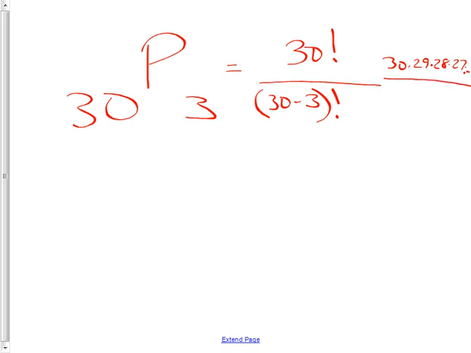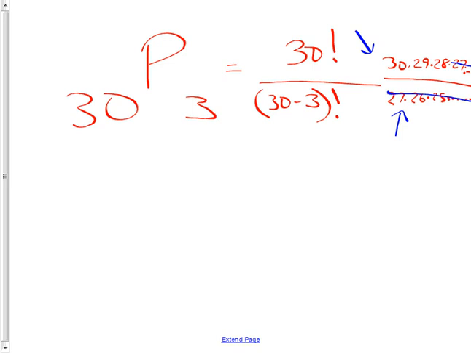Over, this is 27 factorial. 27 times 26 times 25 times blah, blah, blah. It just keeps going forever. Do you get that from here over would cancel from here over? So it's really just 30 times 29 times 28. If you want to go get the gigantic number here and the gigantic number there, go ahead and divide them, but it'll be the exact same thing as if you had taken 30 times 29 times 28.